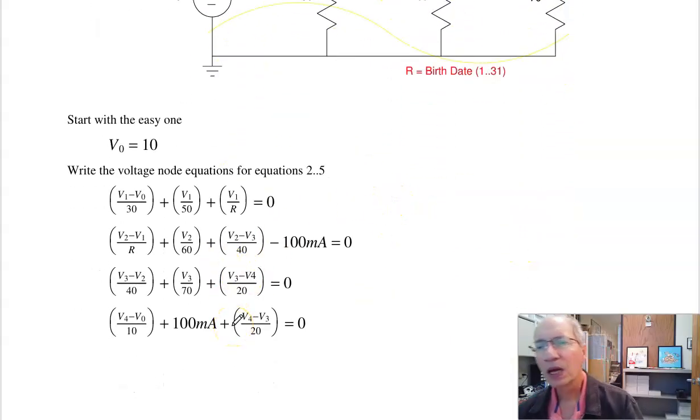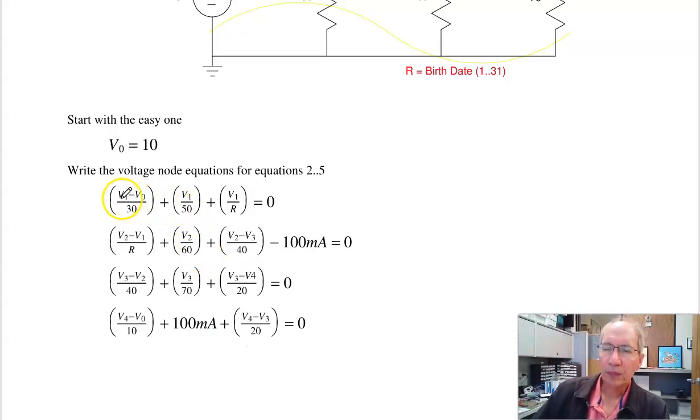Last equation. A couple of ways to check your answers. At node 1, all the V1s are positive, everyone else is negative. At node 2, all the V2s are positive, everyone else is negative, and so on. The units match up. Volts over ohms is amps, plus amps, plus amps.